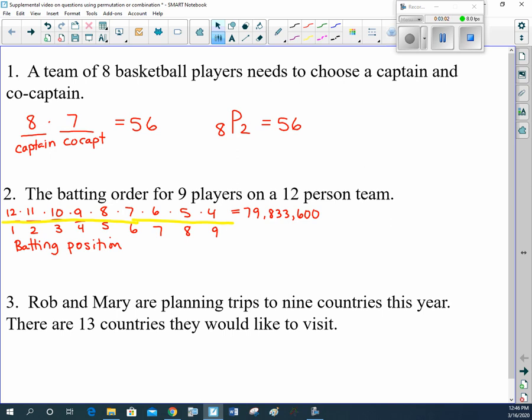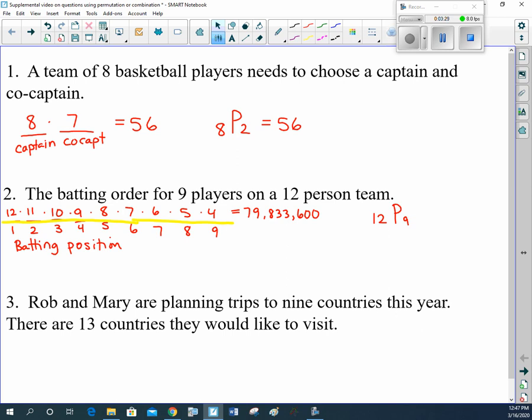Or the easier way to do that one, I think, is a permutation. Order matters. It matters who batter number 1 is. It matters who bats in those positions. So I would say there's 12 people to choose from. It's a permutation. Order matters, and we're going to pick 9 for a batting order. So if you go to your calculator and you just do 12 permutation 9, we should get that same answer. Yep.